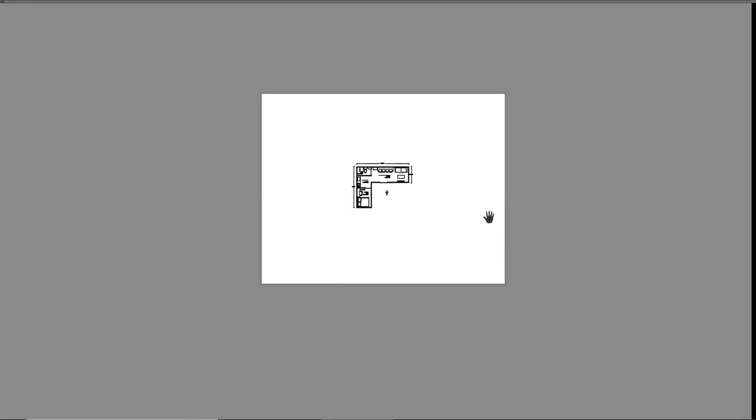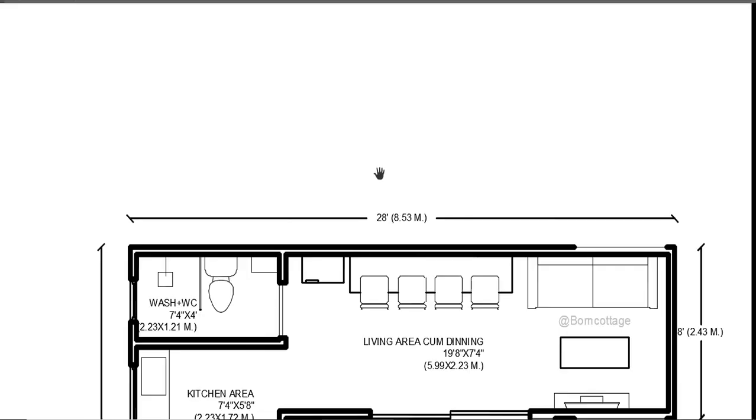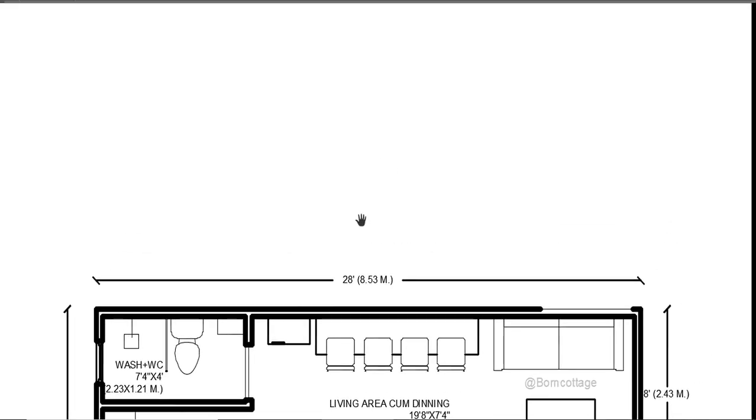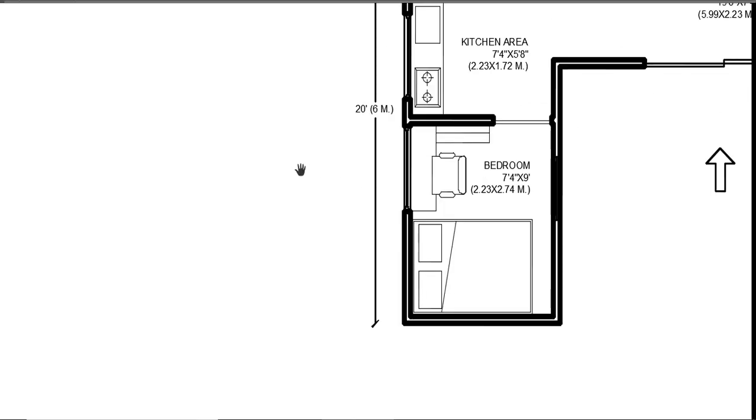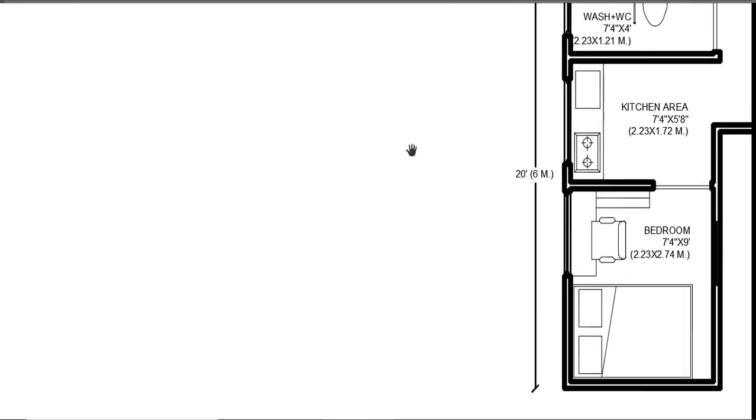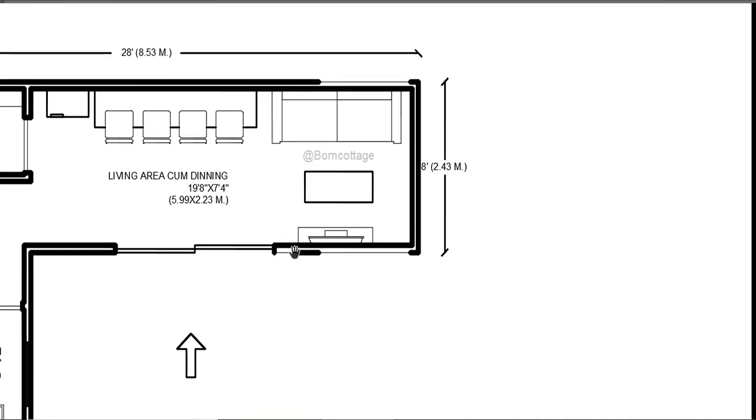There are two 20 feet shipping containers. The total area I have taken is a length of 28 feet, in meters 8.53 meters, and a width of 20 feet, in meters 6 meters. In the front we have a sliding door here. After that we will go inside.